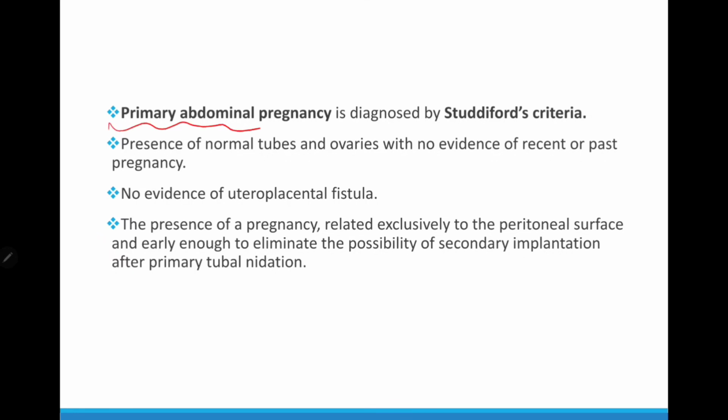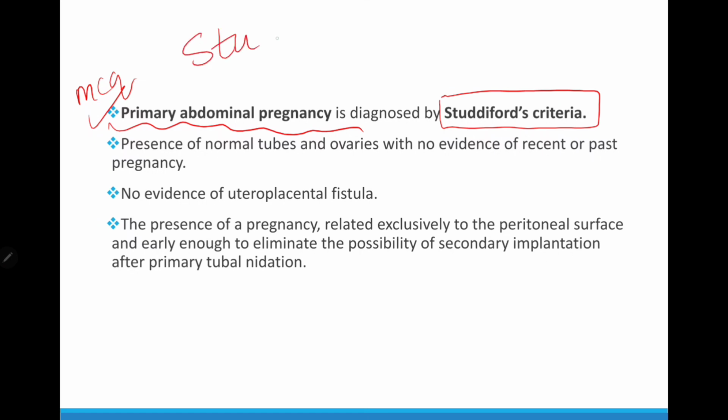Primary abdominal pregnancy is generally diagnosed by a criteria, very important. This can be an MCQ. Primary abdominal pregnancy is diagnosed by which criteria? The criteria name is Studdiford's criteria. So primary abdominal pregnancy is diagnosed by Studdiford's criteria.